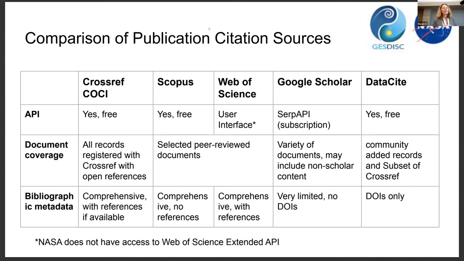In terms of document coverage, as you know, Scopus and Web of Science have collections of selected peer-reviewed documents, and the Crossref index has everything that is registered with Crossref. And Google Scholar, in difference to all, has a variety of documents. When you search Google Scholar for a DOI, you get not only research papers, but a bunch of other stuff and web pages. And I mean, everybody in this room has searched Google Scholar. You know what it is. So how to navigate Google Scholar, right? That's one of the problems that we had to address.